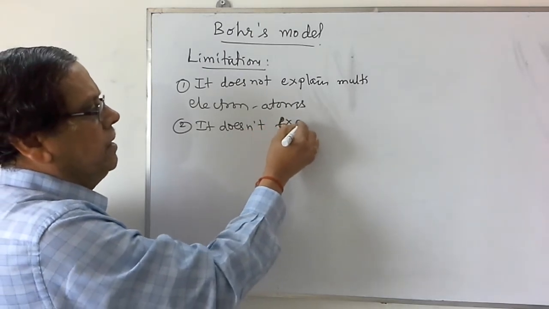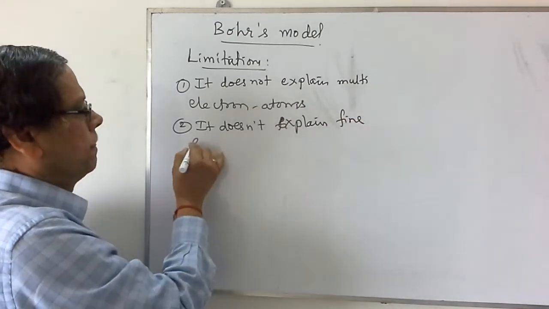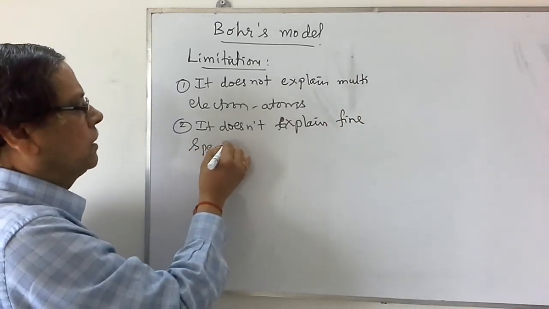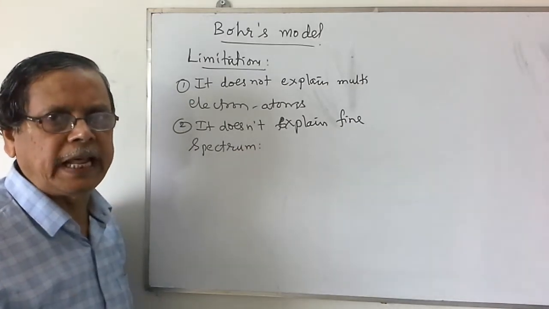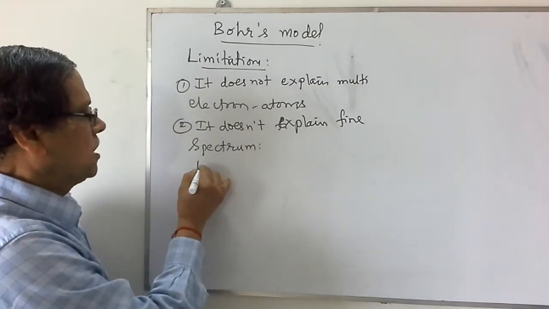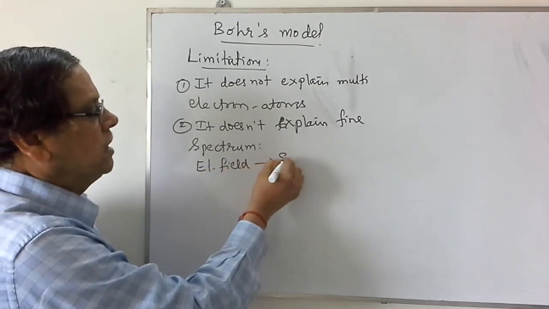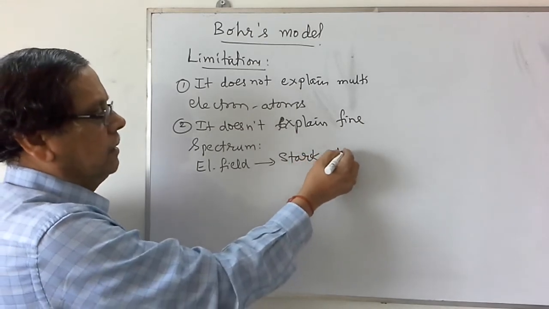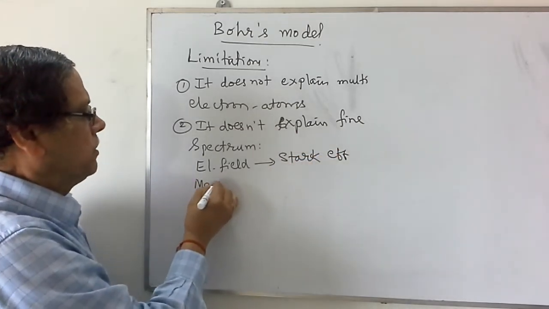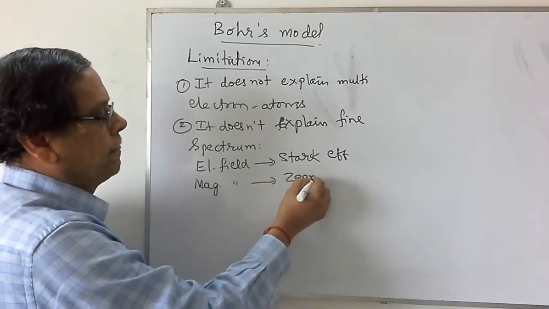Does not explain fine spectrum. This is fine spectrum when we consider the hydrogen spectrum in presence of an electric field. So in presence of electric field, it splits into the fine spectrum, that is called as the Stark effect. And in presence of the magnetic field, we consider this as the Zeeman effect.